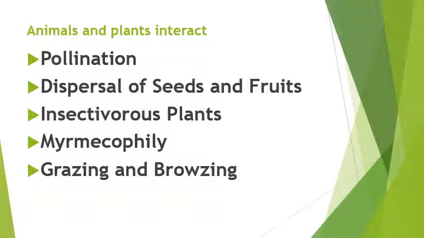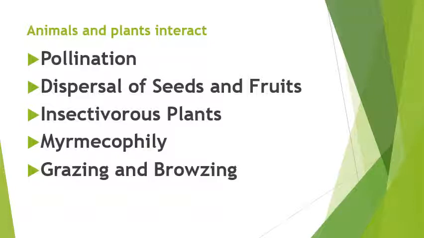Similarly, insectivorous plants such as Drosera, Dionaea, or Utricularia, also known as the bladderwort, and Nepenthes, a pitcher plant, grow where nitrogen is deficient. They make up the deficiency of nitrogen by eating insects. Leaves of these plants are usually modified to capture insects, and they also secrete proteolytic enzymes to digest the insects. And then there is myrmecophily.